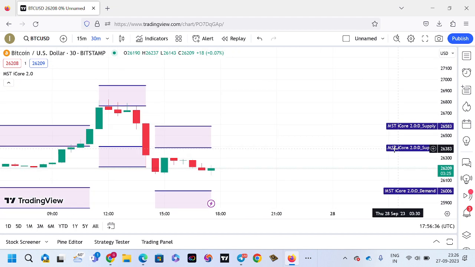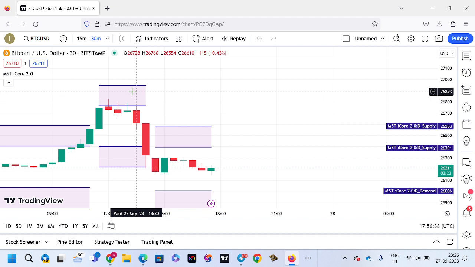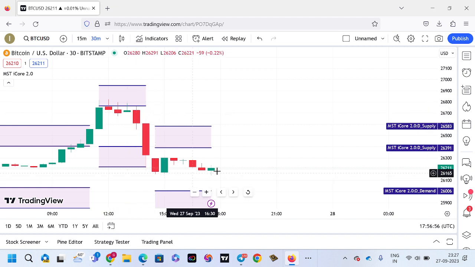What is the method? This is the supply zone and this is the demand zone. From the supply zone we have got a perfect bearish R3C pattern, low broken, again we got the retracement, here we got the entry at 26,757 something, and see the low 26,165, around 1,500 points profit in the Bitcoin.